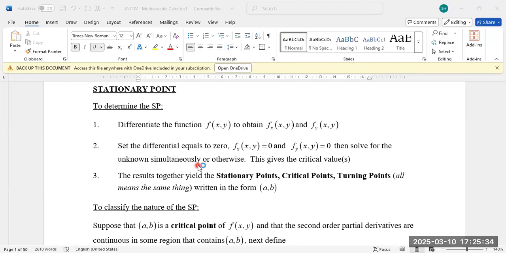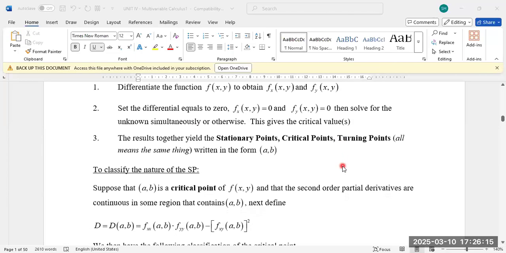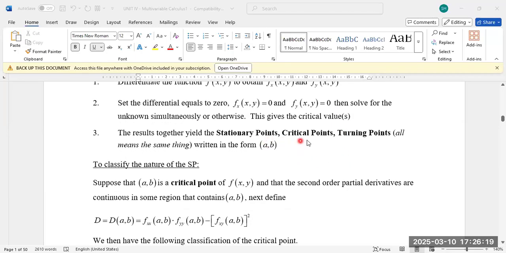Sometimes the equations that you get are standalone, so you can work equation 1 independent of equation 2, or equation 2 independent of equation 1. So if you're given a situation where you can work one of the equations independent of the other, you work that independent function first, and then you can substitute it into the dependent function, and then you'll be able to get your critical points. Critical point or critical points. So you have your critical value or critical values. Then the third step is that the results will yield, of course, the stationary points, the critical points, the turning points. All mean the same thing.